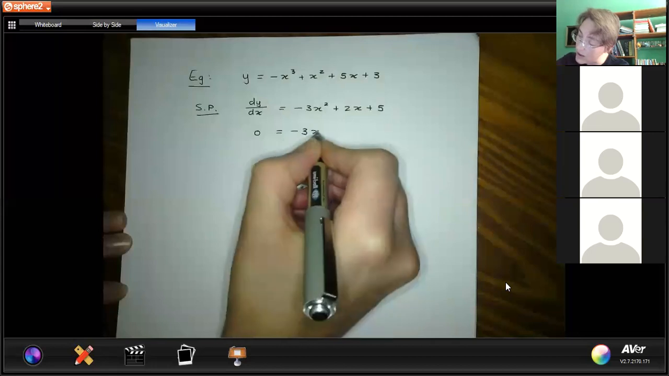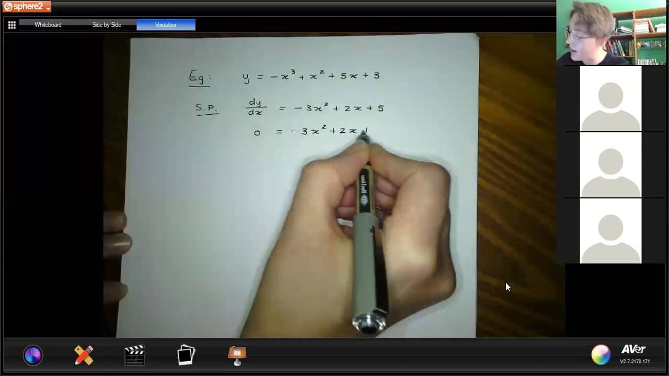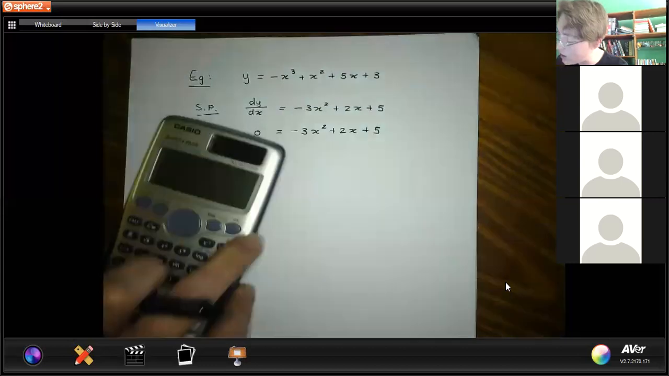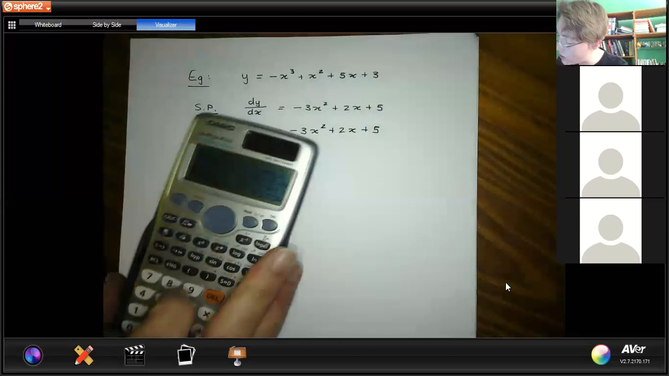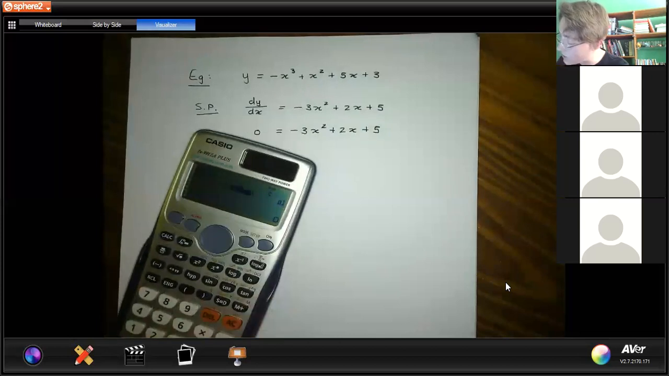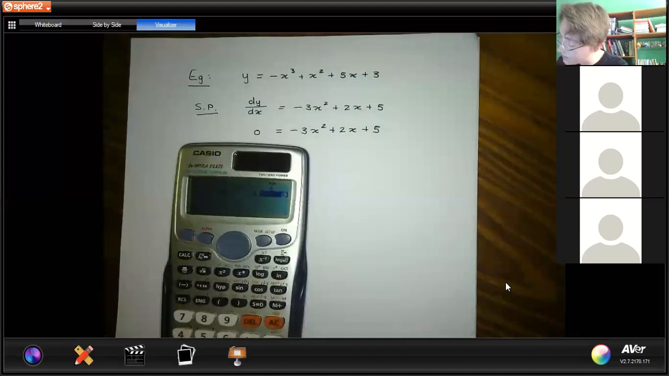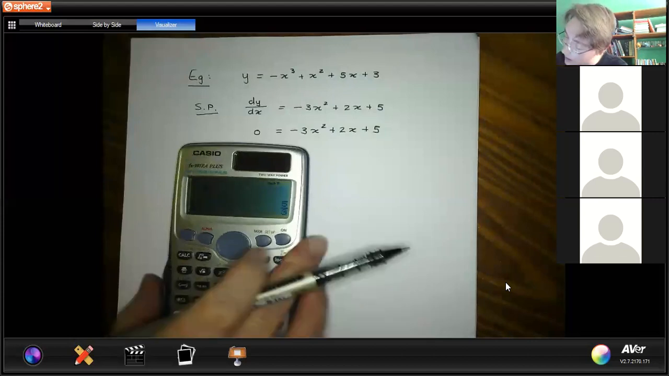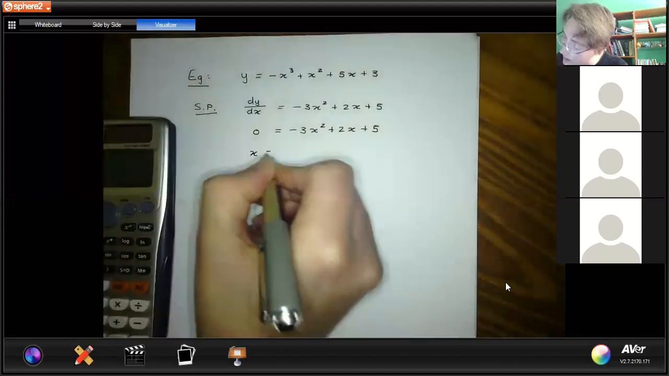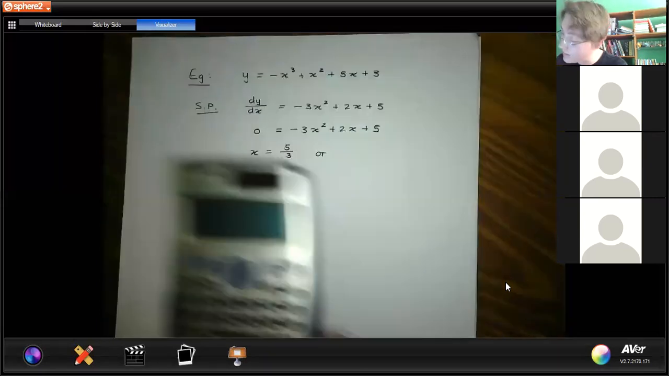Okay, let's write this out: minus 3x squared plus 2x plus 5. I'm super lazy, so I'm just going to use my Casio calculator to solve that for me. I'm going to change it to equation mode, which is my quadratic equation. Minus 3 is my A value, 2 is my B value, and 5 is my C value. So it gives me 5 over 3. There we go: x is equal to 5 over 3, or x is equal to -1.